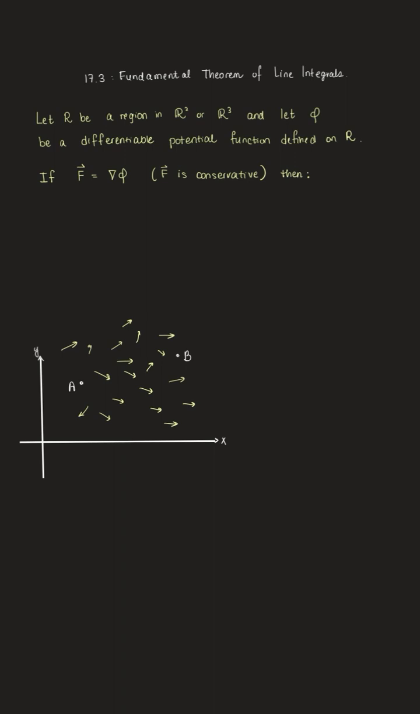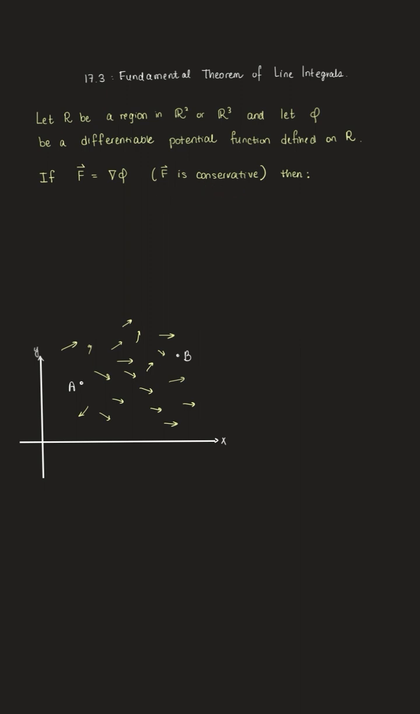Okay, so we have finally come to one of our big theorems that tells us something very special about conservative vector fields. So let's suppose that we have a region in the plane or in space, and our function phi is a differentiable potential function defined in our region. And let's also suppose that f is the gradient of phi, and f is a vector field, which means that f is a conservative vector field because it's a gradient. That's by definition must be conservative.